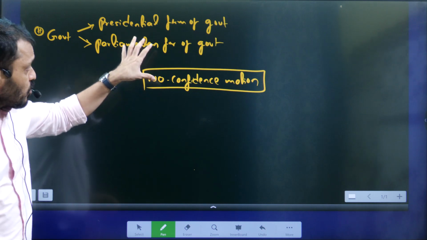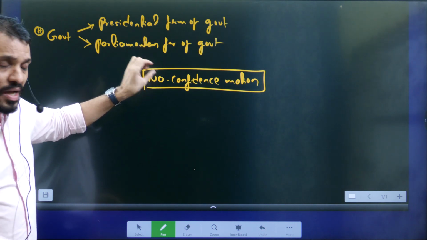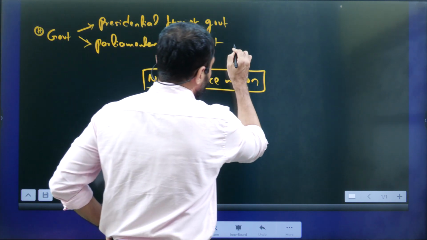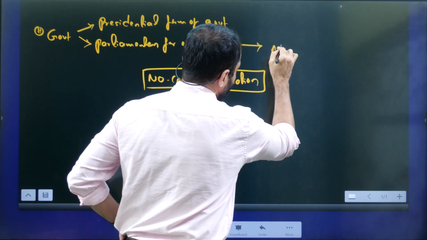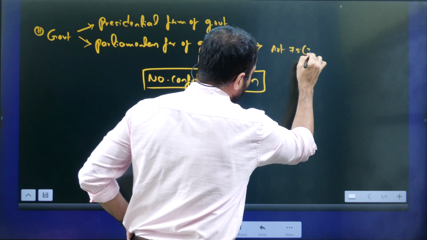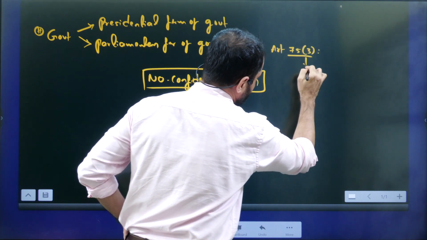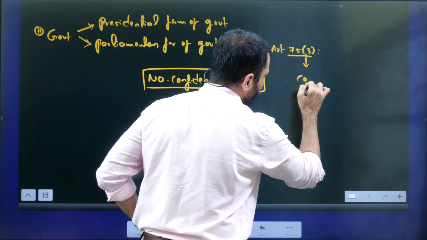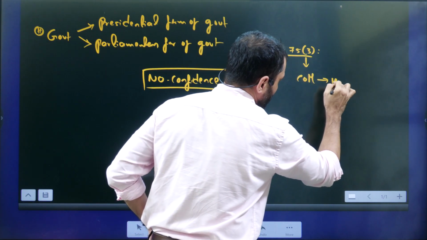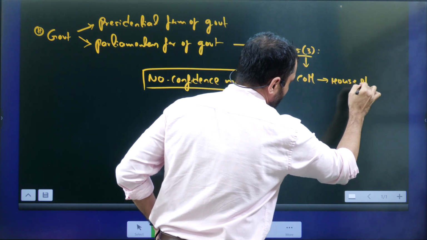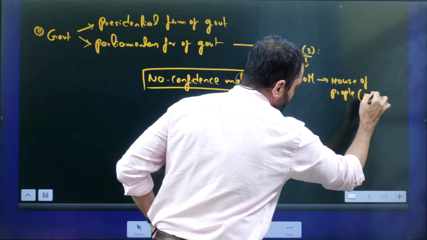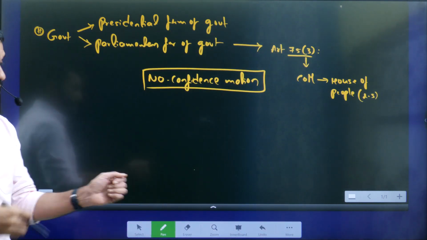And you know that India follows the parliamentary form of government. What is the main feature of the parliamentary form of government? According to Article 75, Clause 3, in the parliamentary form of government, the Council of Ministers is always responsible to the House of People. The House of People is also known as Lok Sabha. You know that, students.